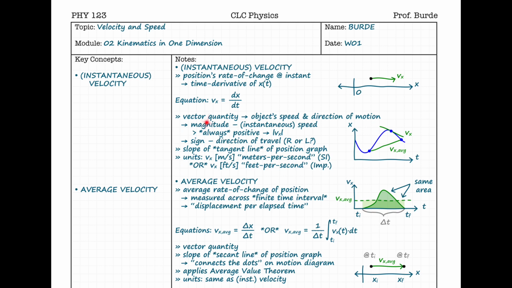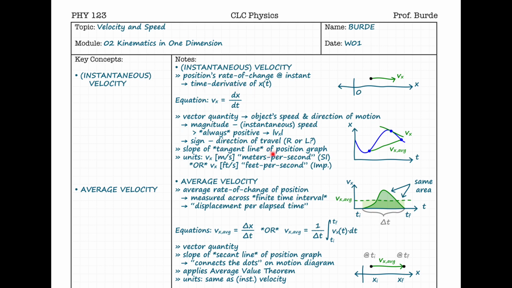The magnitude of the instantaneous velocity is the instantaneous speed. The magnitude of the velocity vector, and the magnitude of every vector, is always positive. It's basically the absolute value of the velocity. That tells you your instantaneous speed, how fast you're going at the instant. And then the sign, whether this velocity is plus or minus, is going to tell you the direction of travel. If velocity is positive, we're going to the right. And if it's negative, it means we're moving to the left. Those are our standard conventions to distinguish that direction.